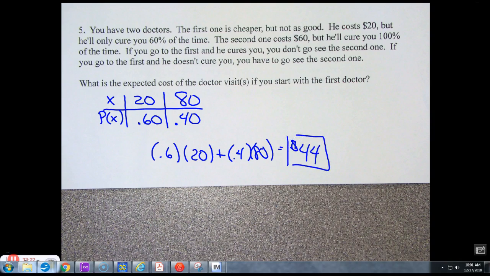With that strategy, and the other strategy would be to go straight to the second one, but that costs 100. So this is actually going to save you money over the long run, but then it's like, okay, do I want to go to 2 doctors? There's a time issue too. But does that make sense, how I'm calculating the 44?